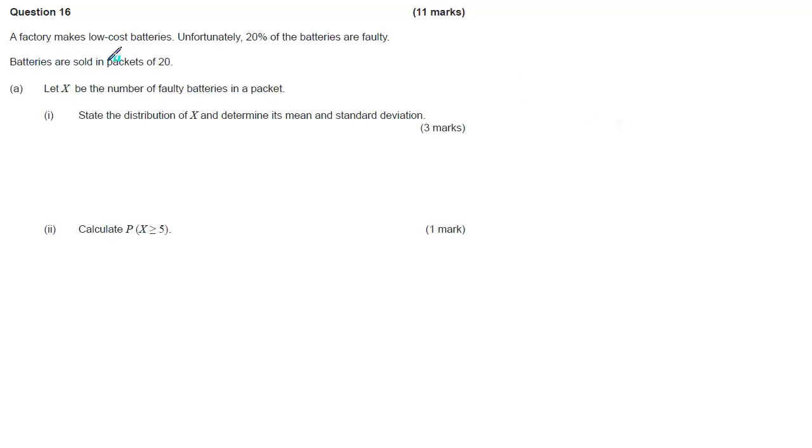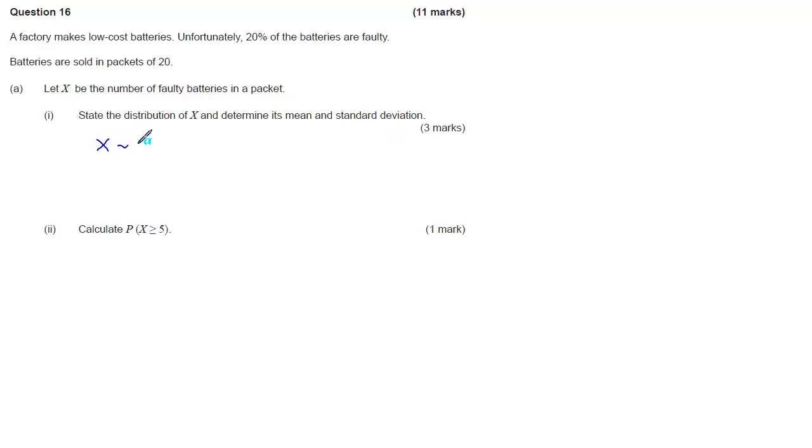A factory makes low-cost batteries. Unfortunately, 20% of the batteries are faulty. Batteries are sold in packets of 20. Let X be the number of faulty batteries in a packet. State the distribution of X and determine its mean and standard deviation.